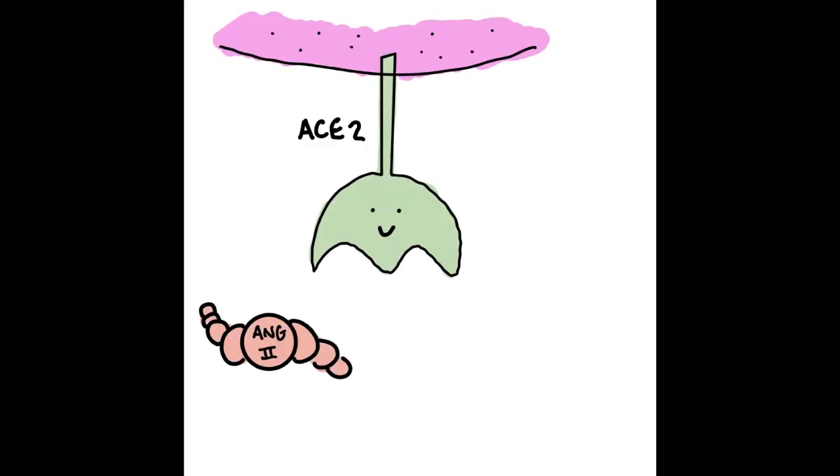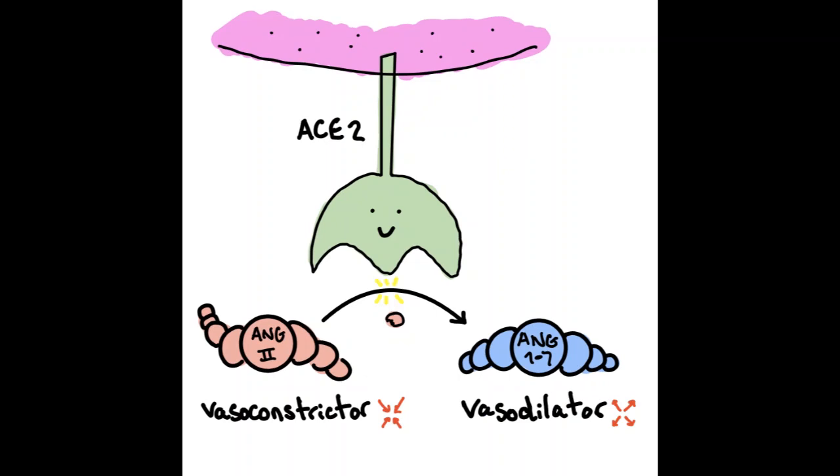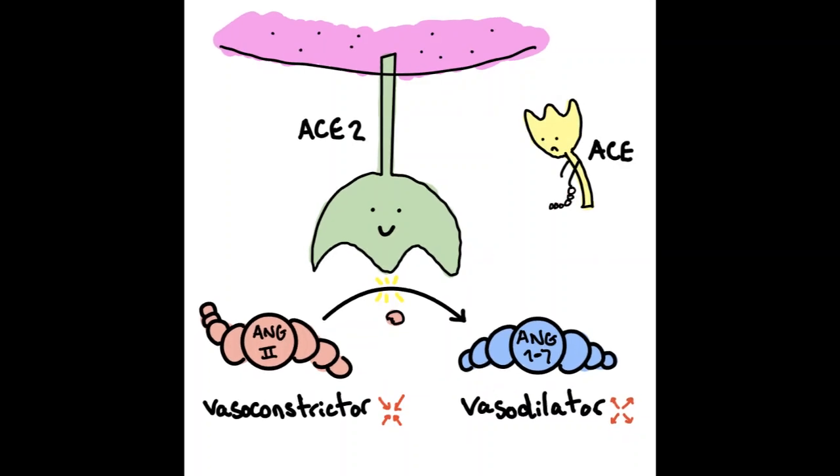Human ACE2 is an enzyme expressed on the membranes of many cell types around the body, including lung alveolar epithelium. ACE2 lowers blood pressure by catalyzing the degradation of angiotensin II to angiotensin 1,7, a vasodilator. ACE2 counteracts the activity of angiotensin-converting enzyme, which produces the vasoconstrictor angiotensin II.